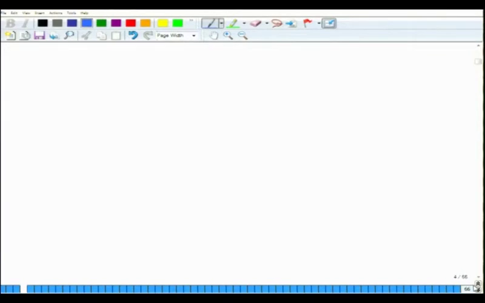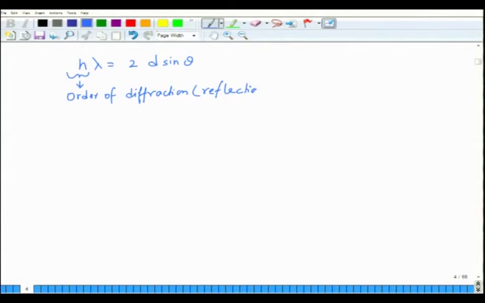Now, next thing I would like to come upon is what is the significance of, in the equation n lambda is equal to 2d sin theta, what is the significance of this factor n, which we said it was order of diffraction. In some cases they also call it as order of reflection. Okay, reflection is a misnomer, but it is used very frequently.